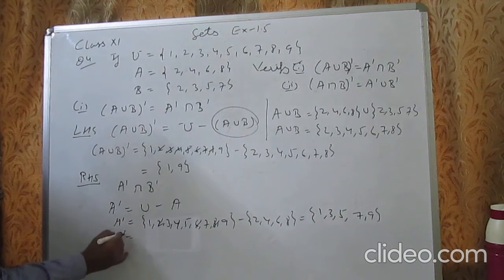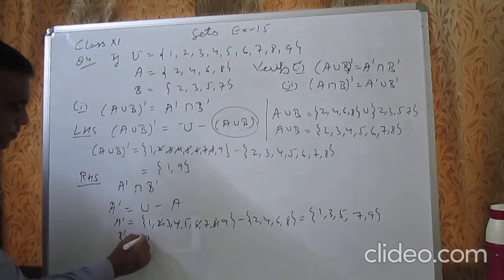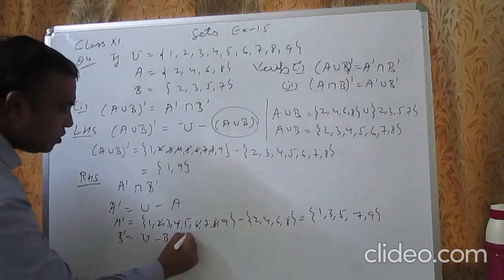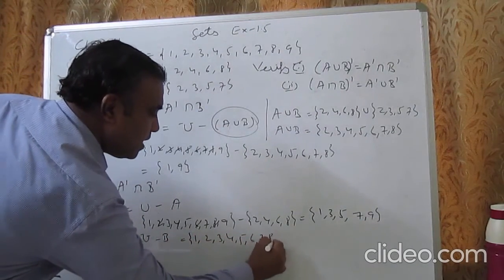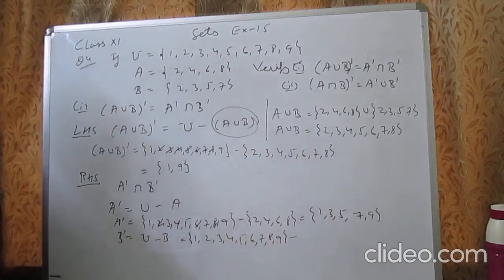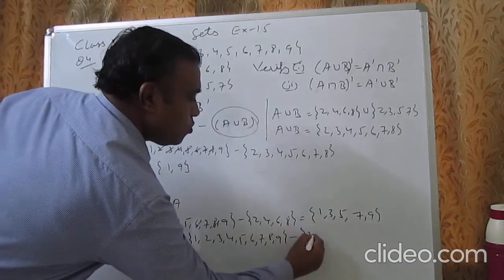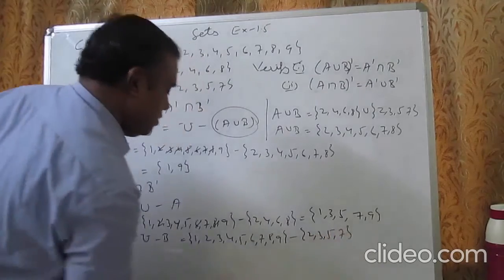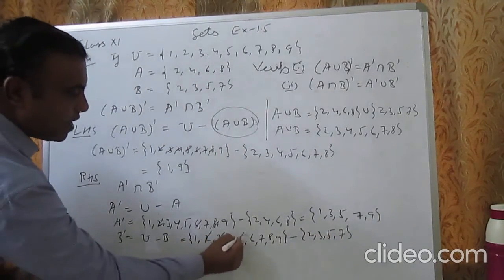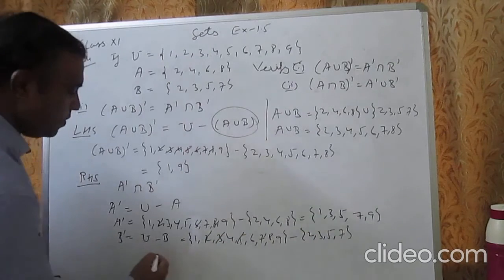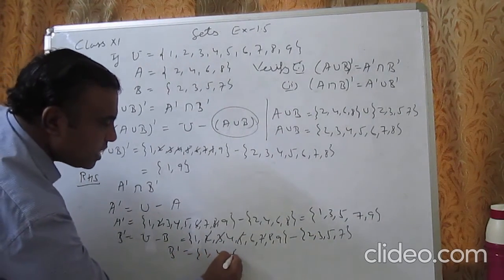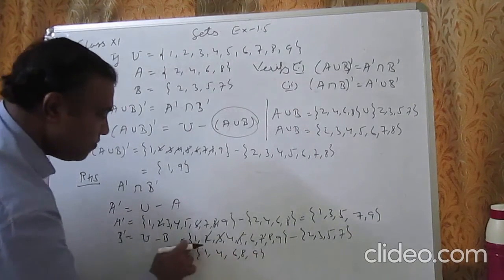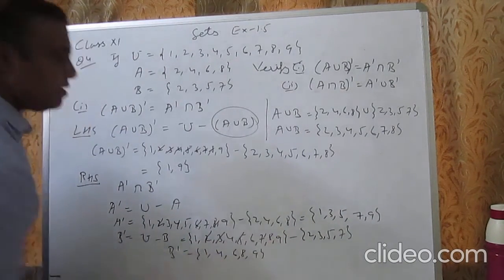B complement is U minus B. So what is the universal set? 1, 2, 3, 4, 5, 6, 7, 8, 9 minus B. What is B? 2, 3, 5, 7. So leave 2, 3, 5, 7, we will cut them. So B complement is equal to 1, 4, 6, 8, 9.